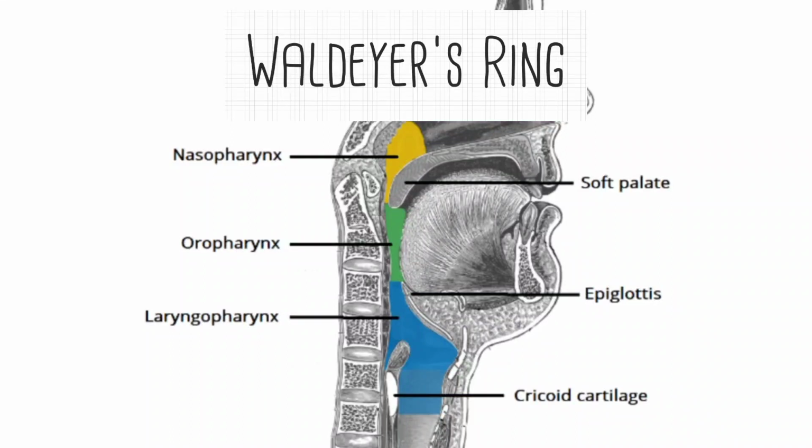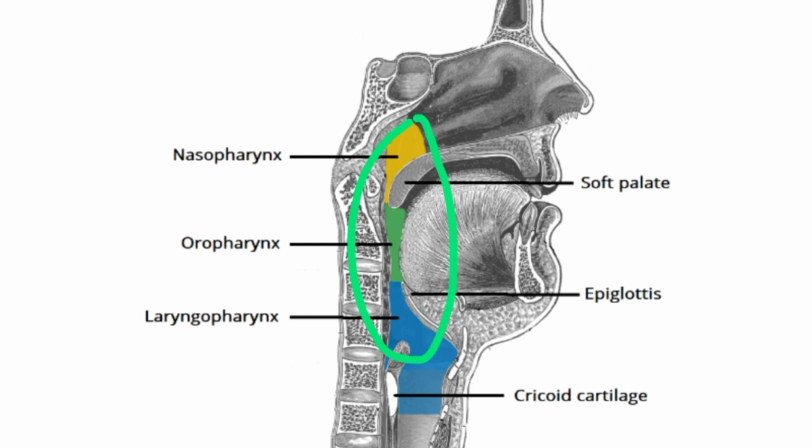तो फटाफट वीडियो को शुरू करते हैं। आज हम पढ़ेंगे Waldeyer rings। So what is Waldeyer rings and why it is named as ring? So Waldeyer ring is the group of lymph nodes which is present in between the nasopharynx and oropharynx. Means in that portion there are many lymph nodes which are present as a ring.